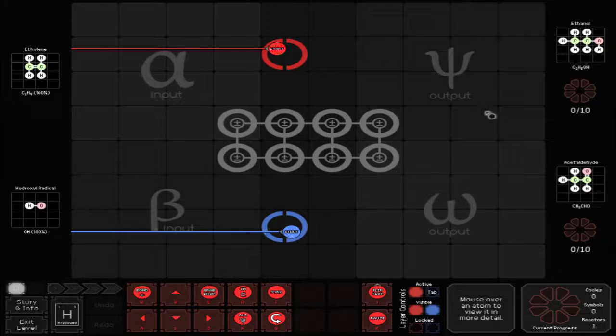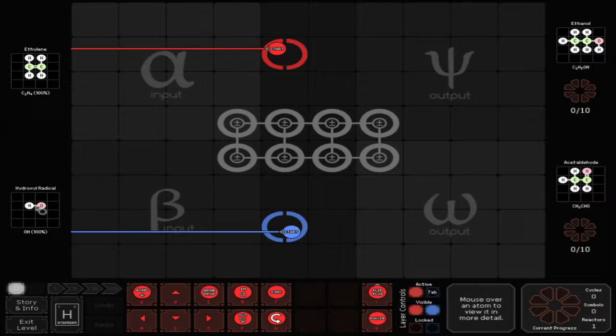So, how to explain it? Basically, for the acetaldehyde molecule, we obviously need the oxygen from the hydroxyl radical, but it has the same amount of hydrogens that the ethylene is going to have. So, we do have to move one of the hydrogens away from one carbon and attach it to the other, but apart from that, there's not all that much to do.